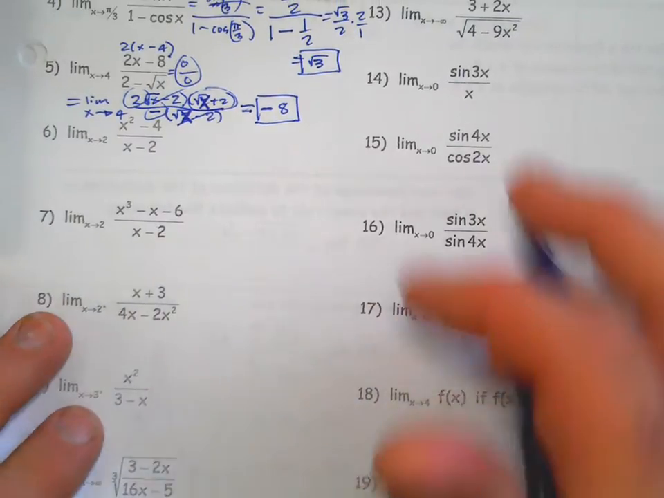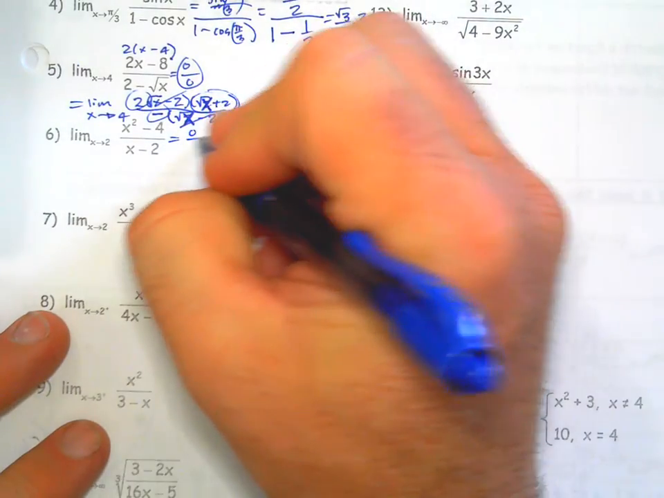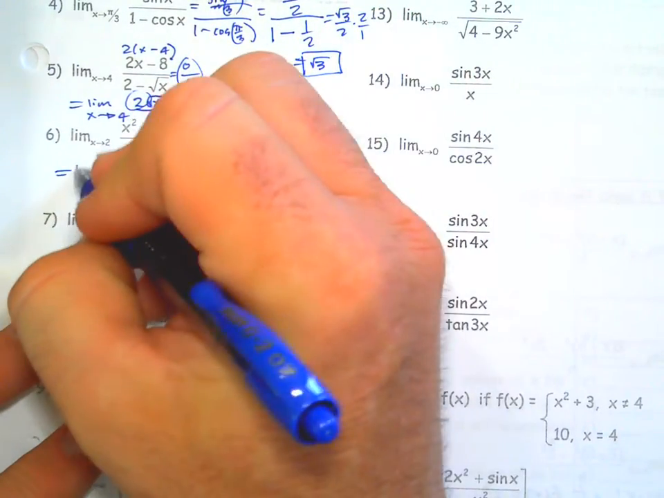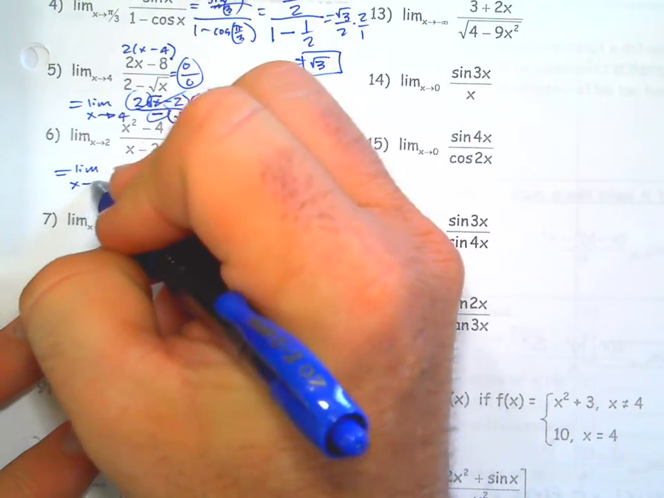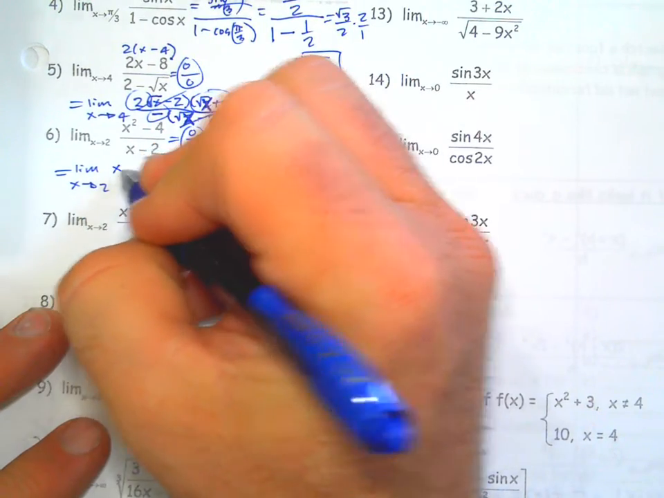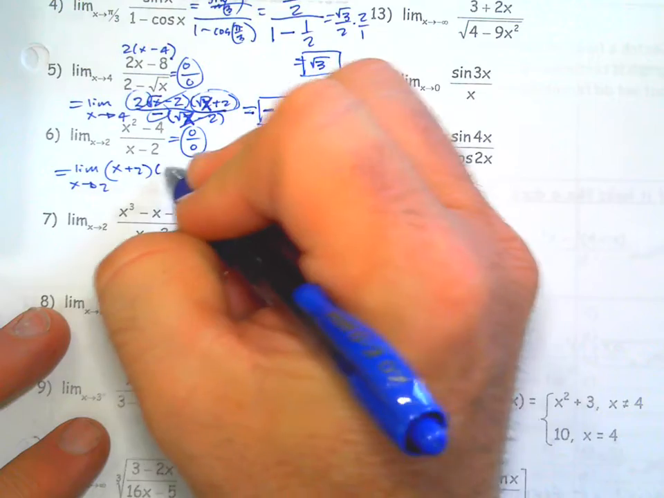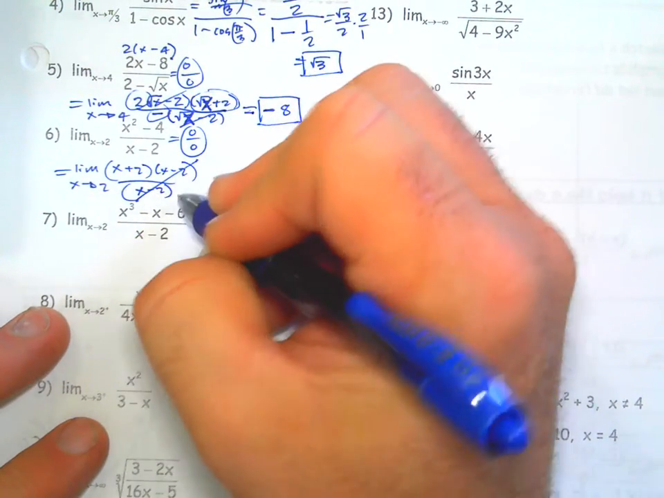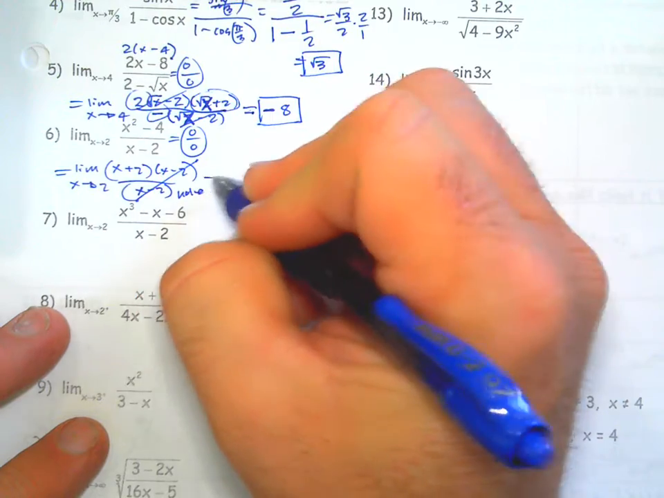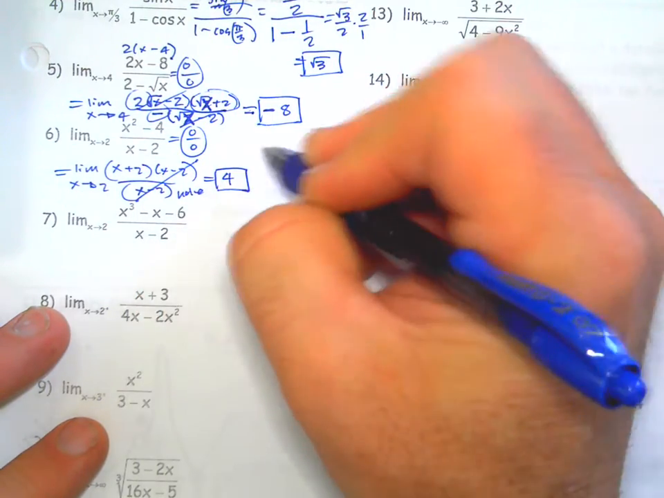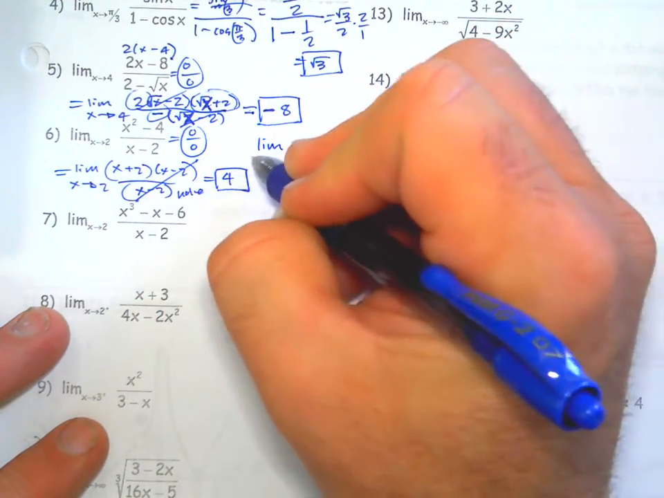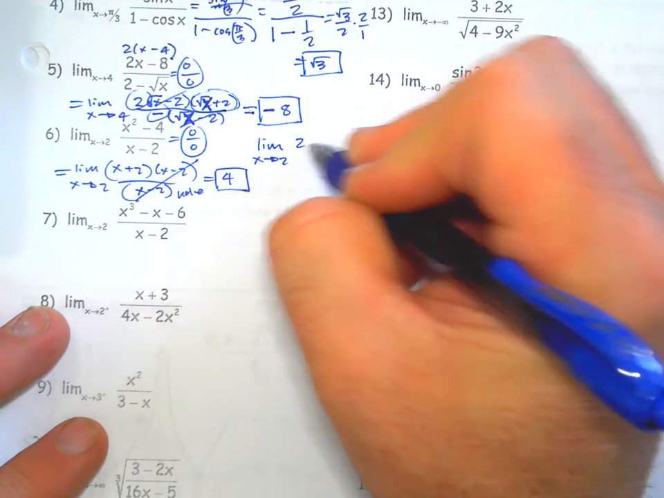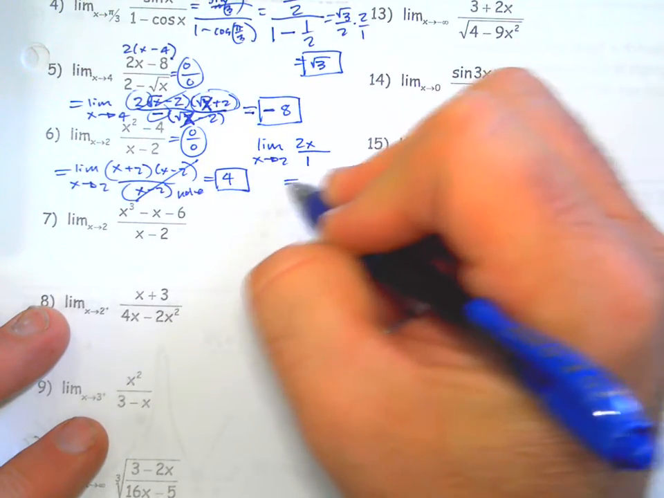Number 6, plug 2 in, you get 0 over 0. So take the limit as x approaches 2 of (x plus 2)(x minus 2) over (x minus 2). Cancel the hole out. Plug 2 back in, we get 4. You could do L'Hopital's rule. It's going to be 2x over 1, which would also give you 4.